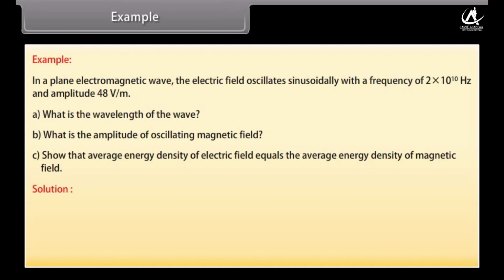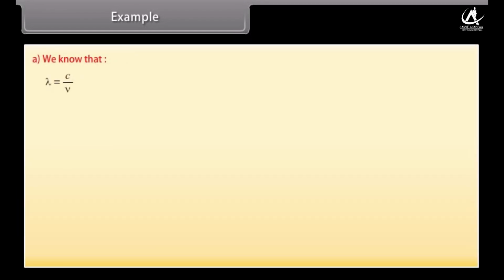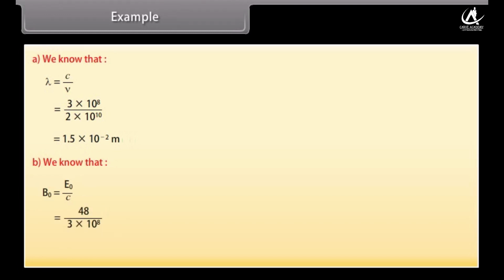Let's see the solution. Given values are nu, which is equal to 2 × 10^10 Hertz, E naught equals 48 volt per meter. We know that lambda is equal to c upon nu. By putting in and calculating the values, we get the wavelength of the wave, which is equal to 1.5 × 10^-2 meter. We know that B naught is equal to E naught upon c. By putting in and calculating the values, we get the amplitude of the magnetic field, which is equal to 1.6 × 10^-7 Tesla.